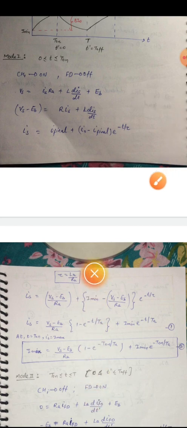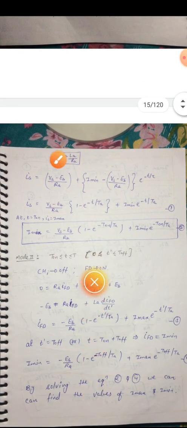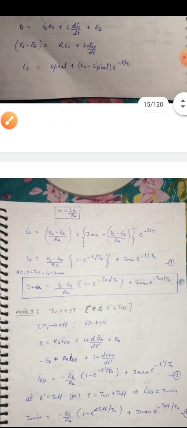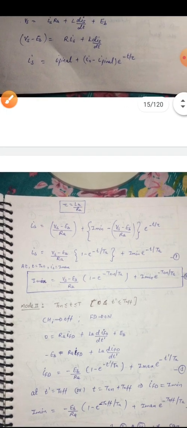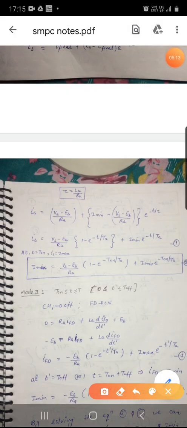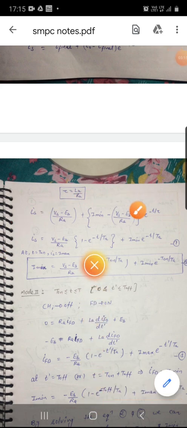Take the initial value as I minimum. So Is, the source current, becomes (Vs minus Eb) by Ra, which is the final value, and this is your I naught minus I final. I naught is the initial value, which is I minimum, and again I final is (Vs minus Eb) by Ra, that is being reflected. The time constant tau is La by Ra.